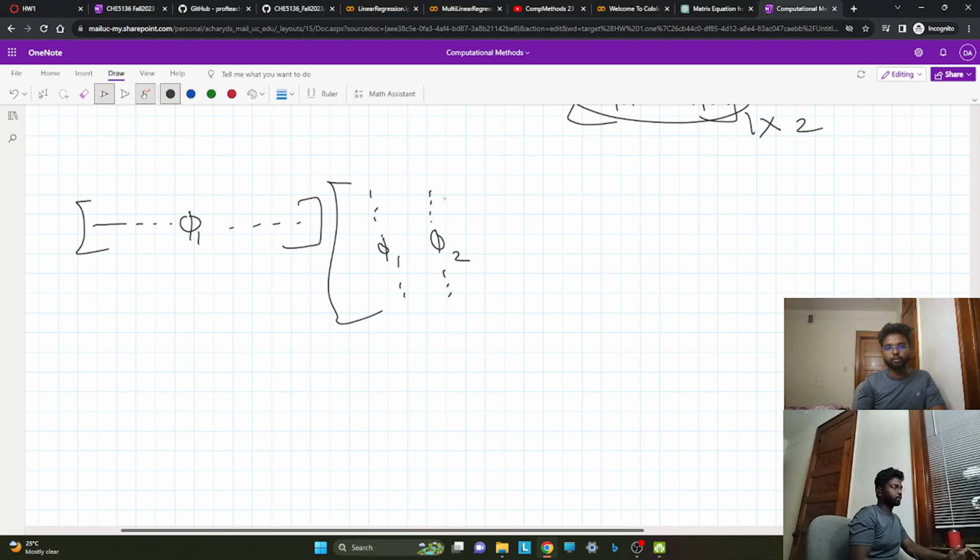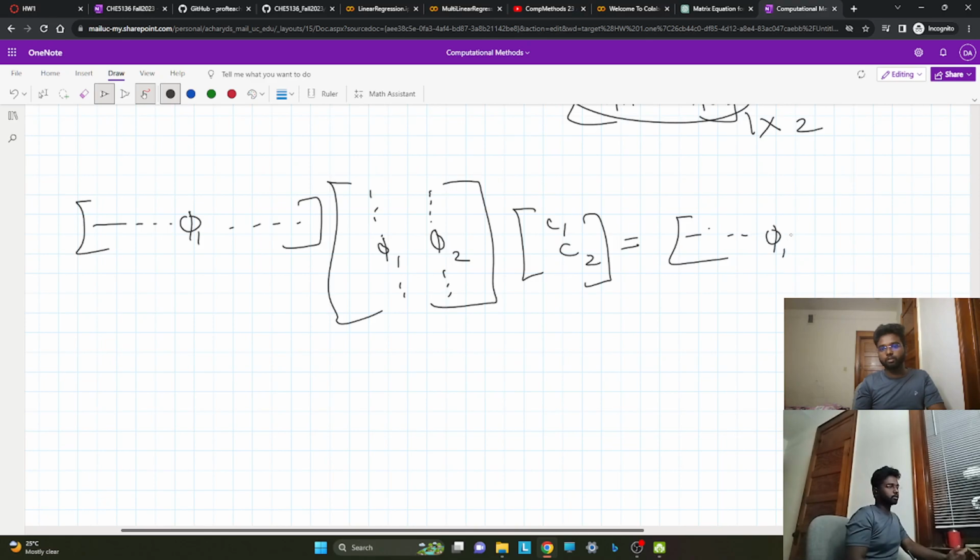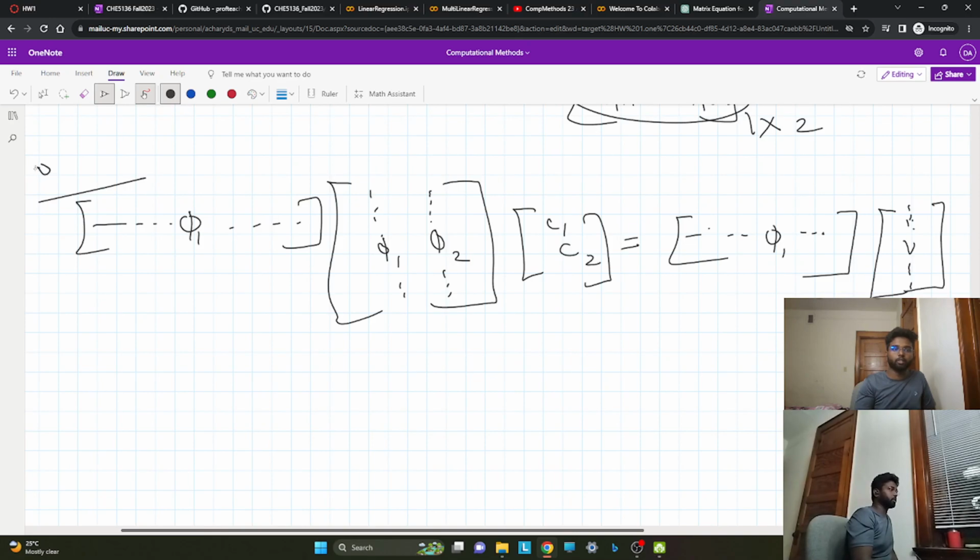Phi 1 phi 2, then c1 c2, the coefficient matrix, then again the transpose of phi 1, and then again the vector. Okay, the matrix of this vector. So this we got for E, means the error dot phi 1. Solving this we got this.